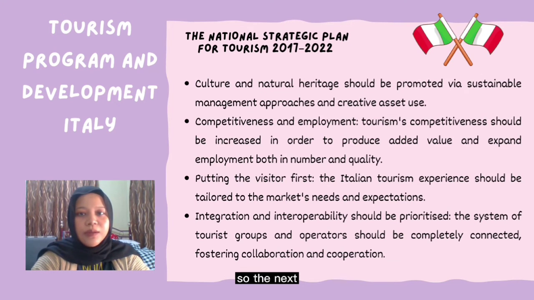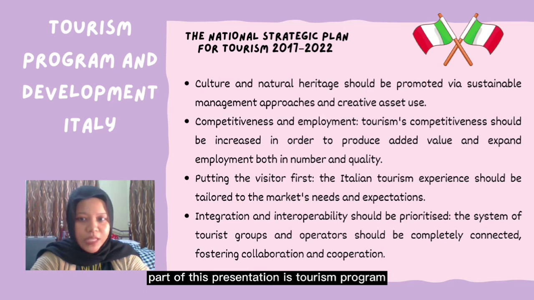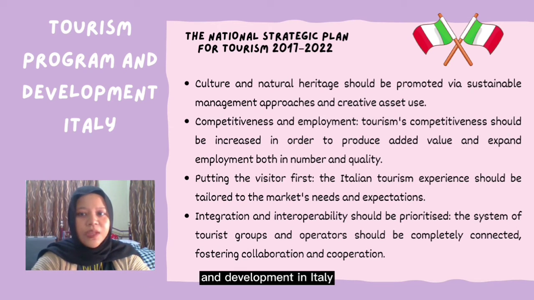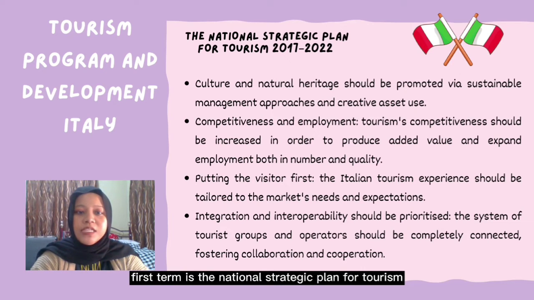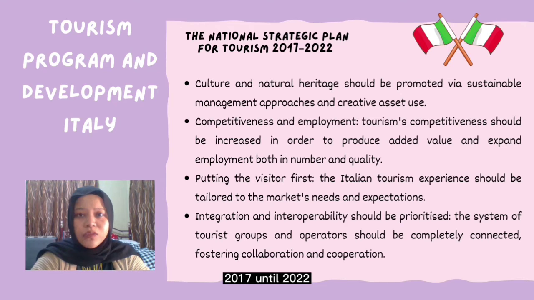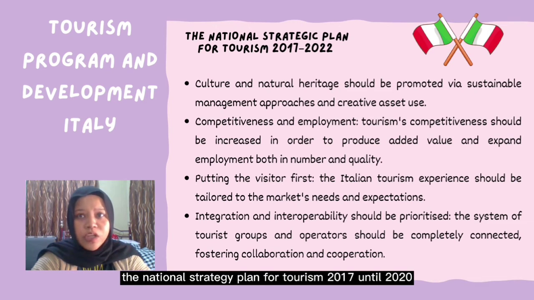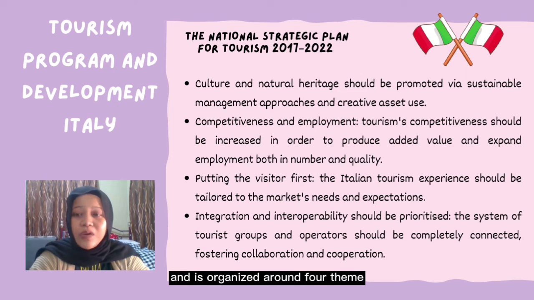So the next part of this presentation is tourism programs and development in Italy. The first item is the National Strategic Plan for Tourism 2017 until 2020. The National Strategic Plan for Tourism 2017 until 2020 serves as the current policy framework and is organized around four themes.